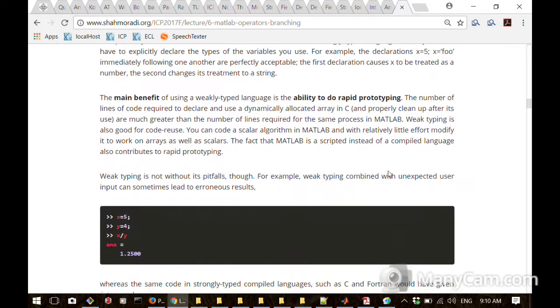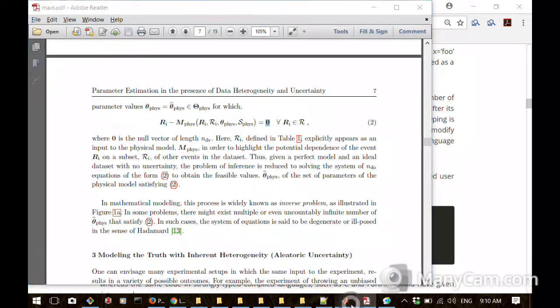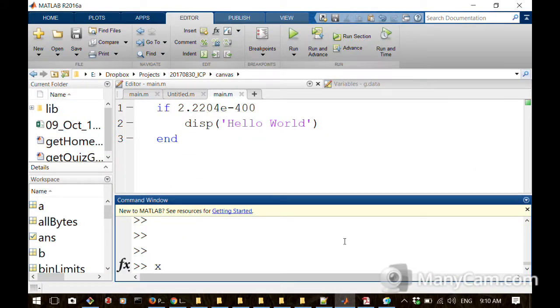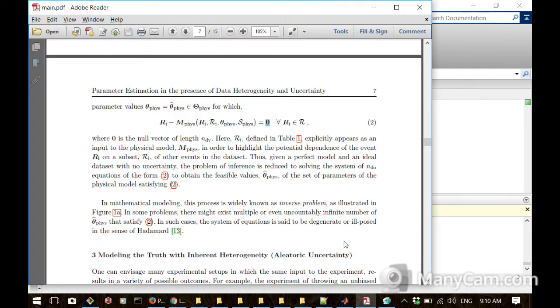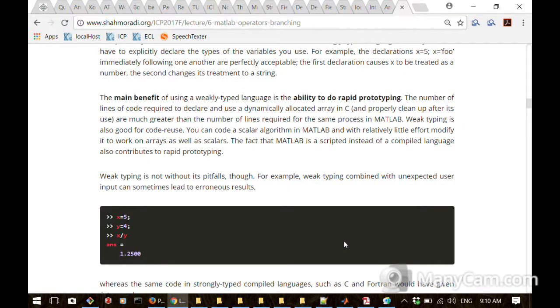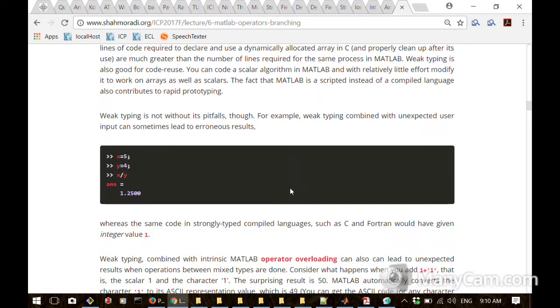So the meaning of it is that you can change the variables at runtime. So I can say x equals 1, and then in the next step I could redefine x to be a string, things like this, right? And in addition to this, MATLAB variables can also change their type implicitly while you are doing calculations. So let me show you what this means.